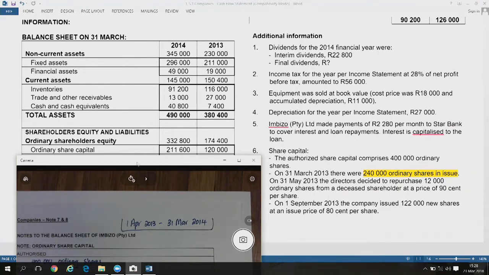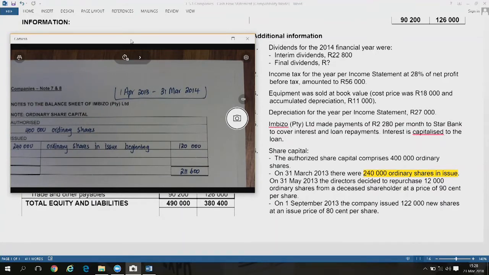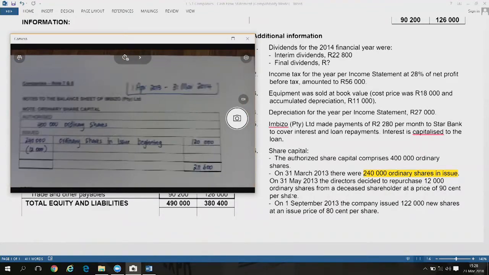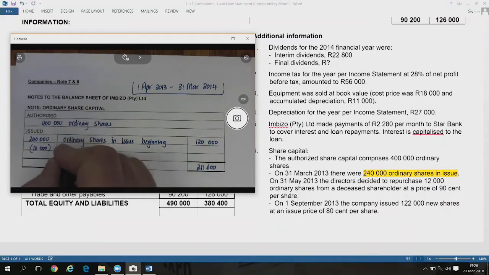Okay, more information. Sorry, there is the 120,000 and the 211,600. On the 31st of May, can you see now they first buy back? They first bought back 12,000 shares. We are used to first issuing new shares and then buying back, but now they first buy back. 20,000 ordinary shares bought back.